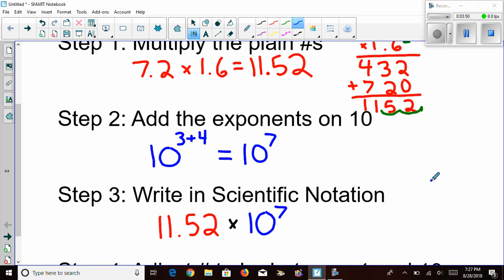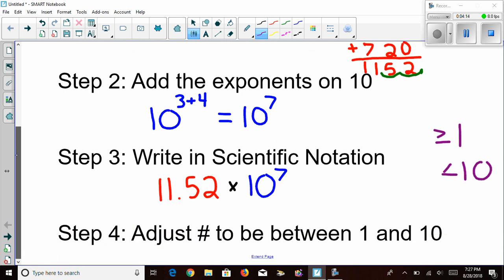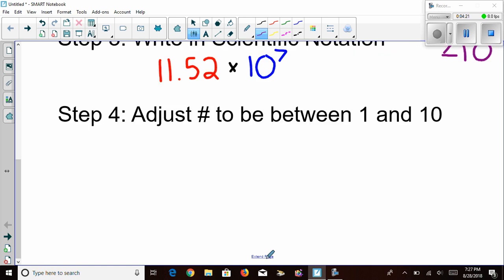Only there is one small problem. We've talked about with scientific notation, our plain number in front has to meet two criteria. It must be greater than or equal to 1, but less than 10. In this case, 11.52 is not less than 10. So we're going to go to step 4, where we're going to adjust the number so that it is now between 1 and 10. Here's how we can do that.